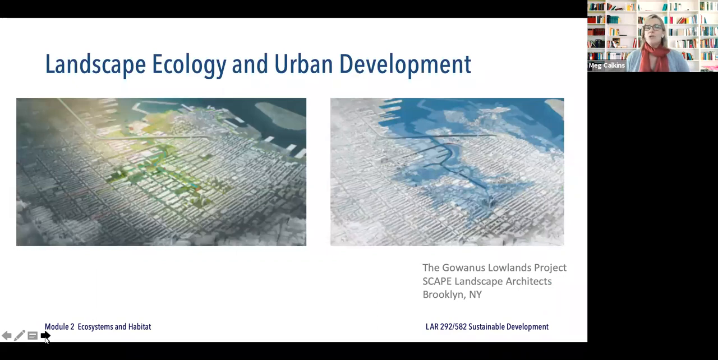So I want to conclude by showing you an example of landscape ecology and very, very urban development. This is the Gowanus Lowlands project in Brooklyn, New York. This is a master plan that was done by a landscape architecture firm called SCAPE. Very famous landscape architecture firm doing all kinds of groundbreaking projects all over the US.